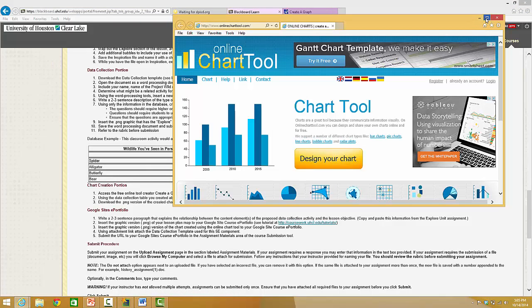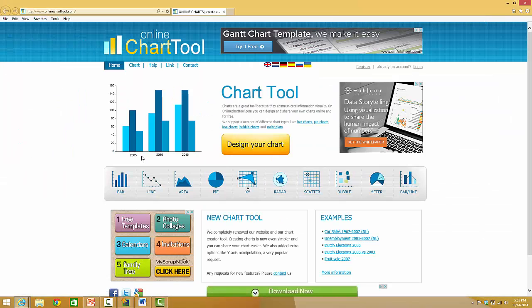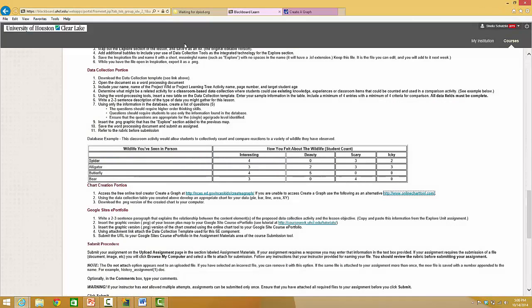This is another online chart tool where you can make your graph. You guys are college students. I'm not going to take you step by step on this. This is something that you can figure out on your own. If you want to practice with some data, just practice with this example chart here, and see how your graph is going to come out.